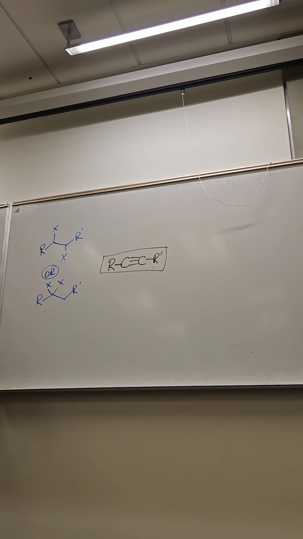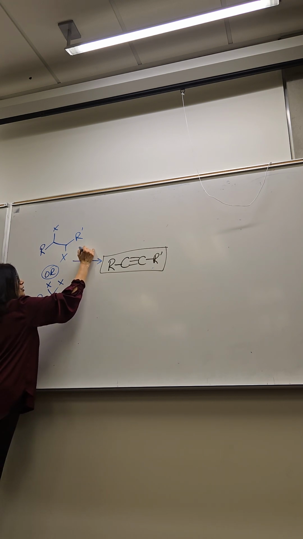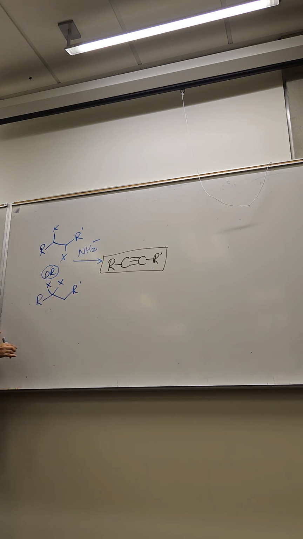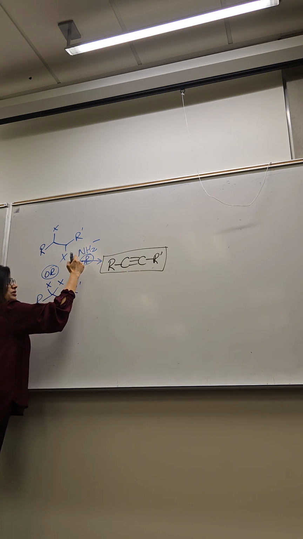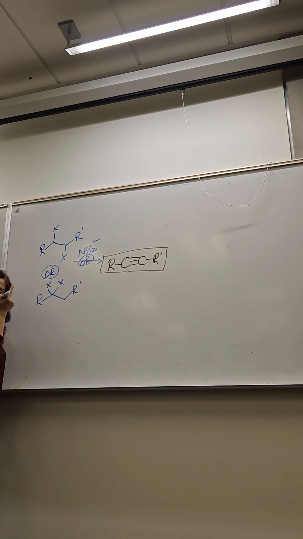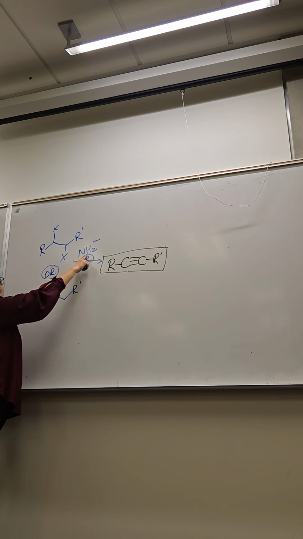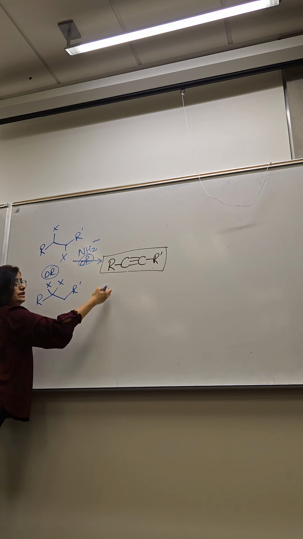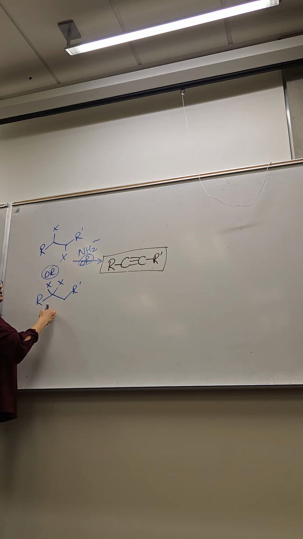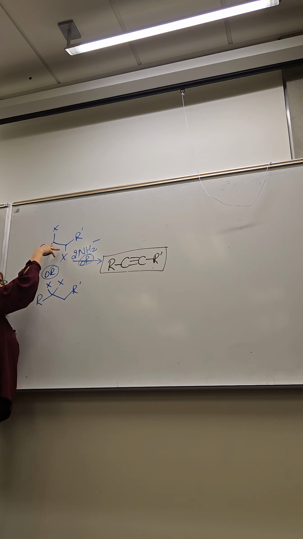What's the reagent needed to convert these into alkyne? NH2 minus. NaNH2, NH2 minus, absolutely. But please remember, if it's a terminal alkyne, how many equivalents of the base are needed to convert one of these into the alkyne? For the internal one, for a normal one, how many do we need? 2. Right? Because you're doing 2 eliminations.